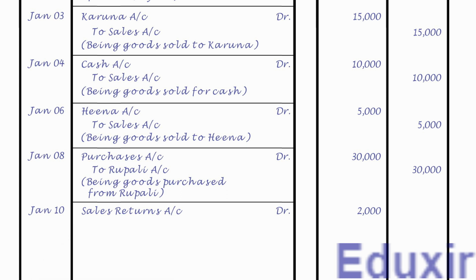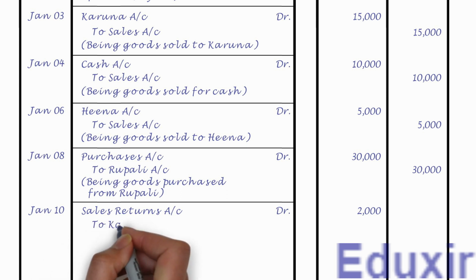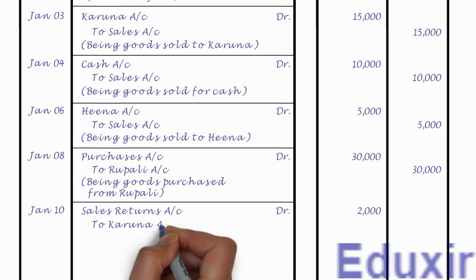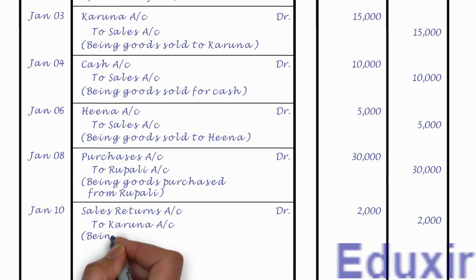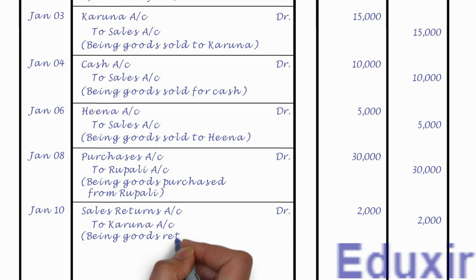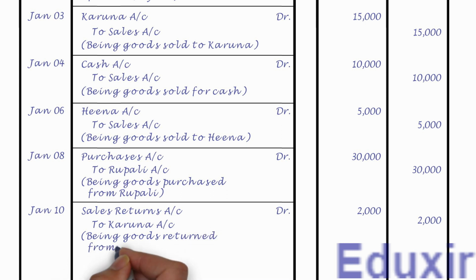Leaving a margin, let us now record Karuna account as the credit entry. Let us also record the credit amount of 2000 rupees into the credit amount column. Let us now record the narration or description of this transaction, that is, being goods returned from Karuna. Let us now draw a line to mark the completion of journalizing of this transaction. That completes the journalizing of this transaction.